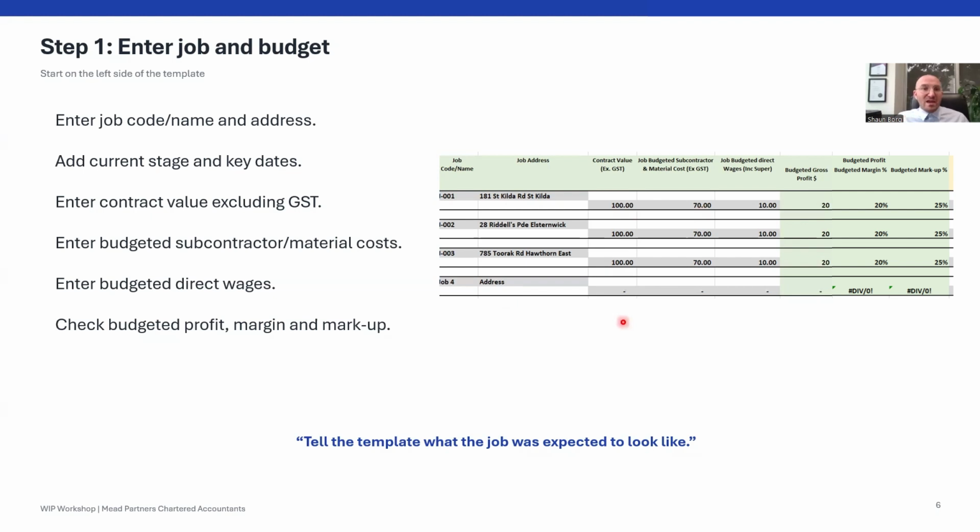So that's our team costs and anything related to actually working on a project in particular. And that could be back of house in the office as well. The template will then calculate our original profit.